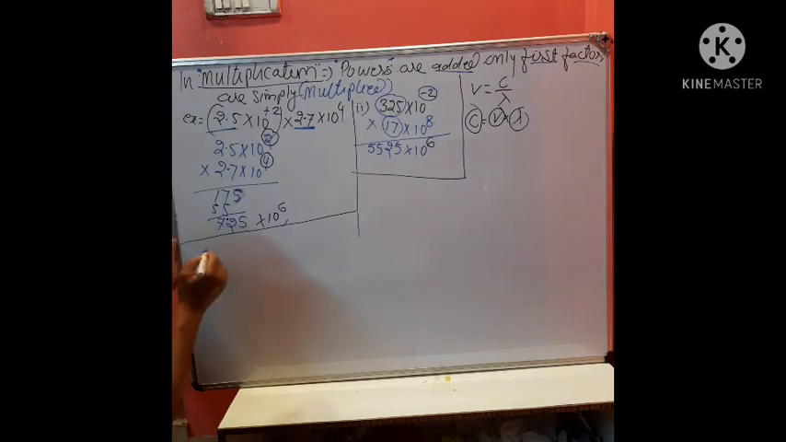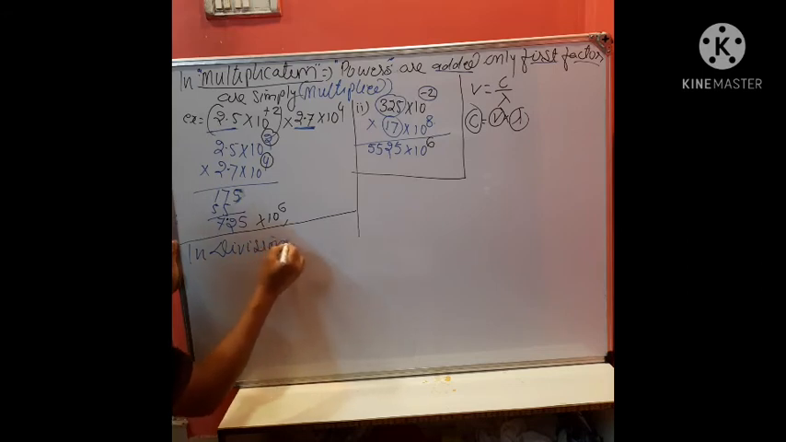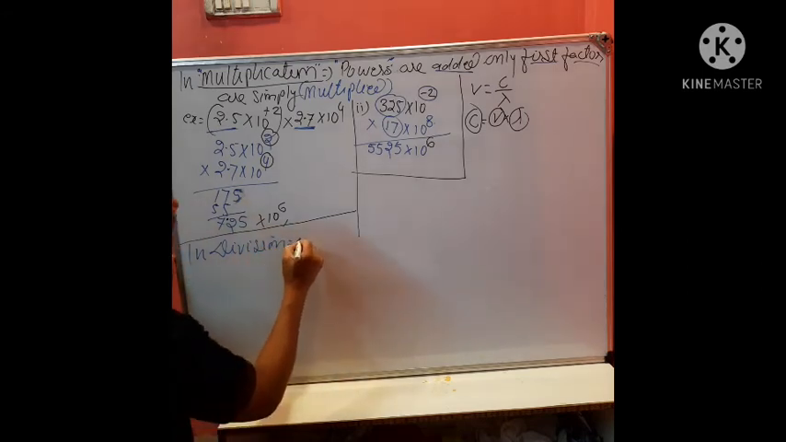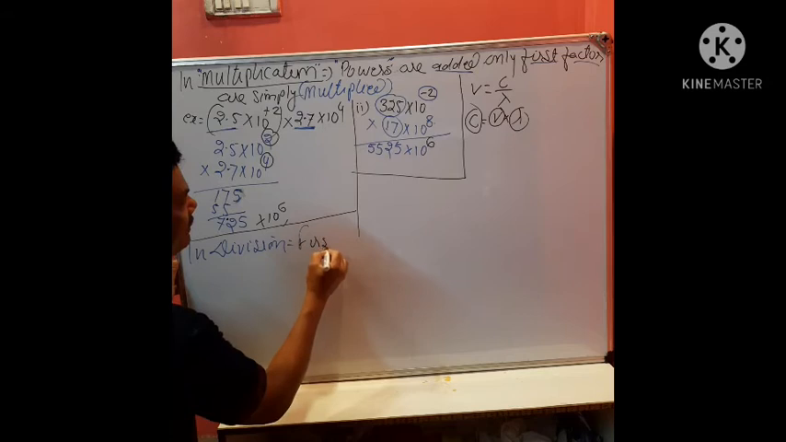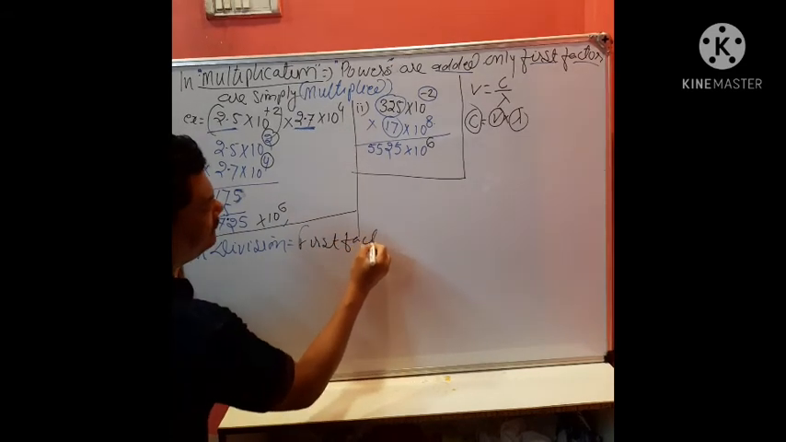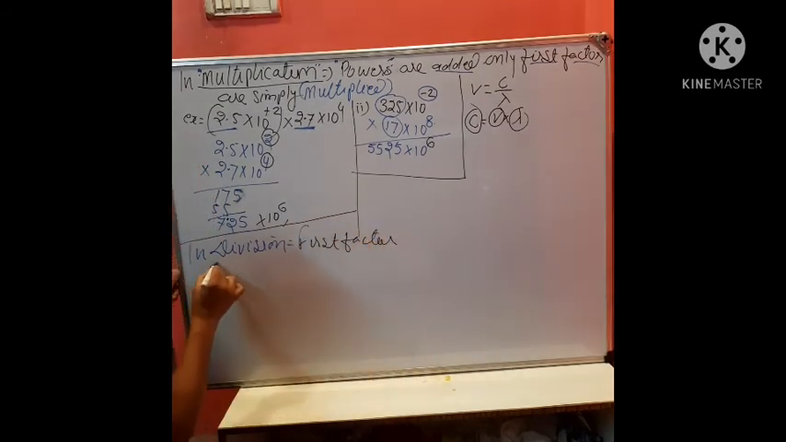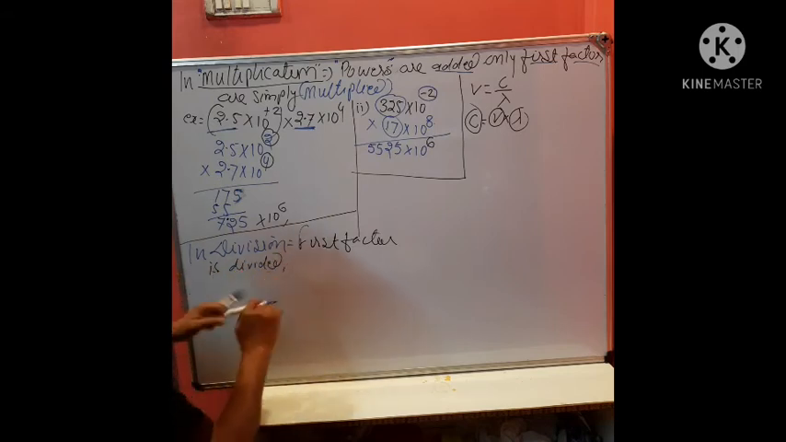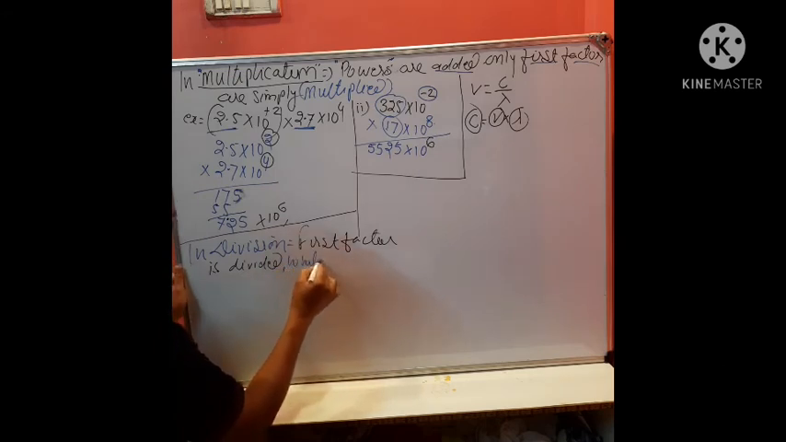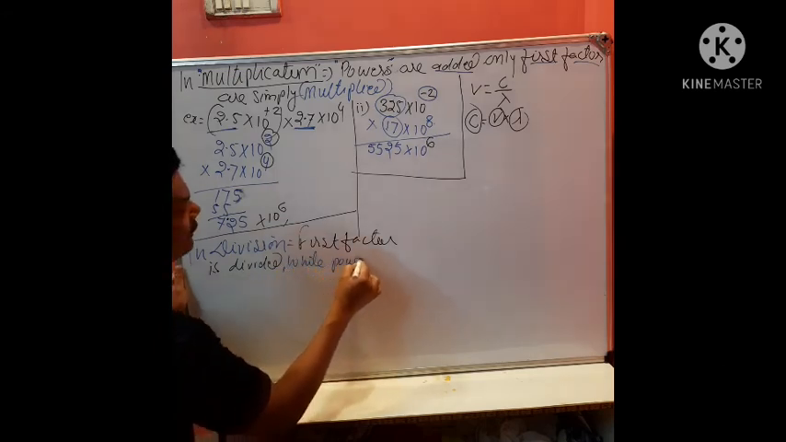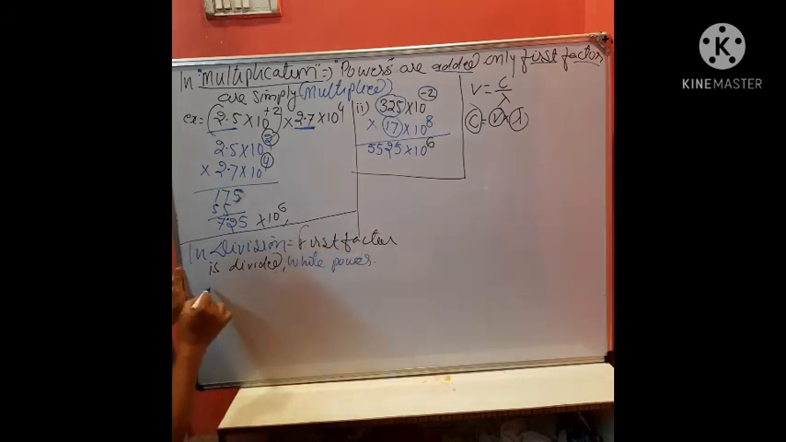And now the next one is division. In division, the first factor is divided, while the exponent, or what we are saying power, is subtracted.